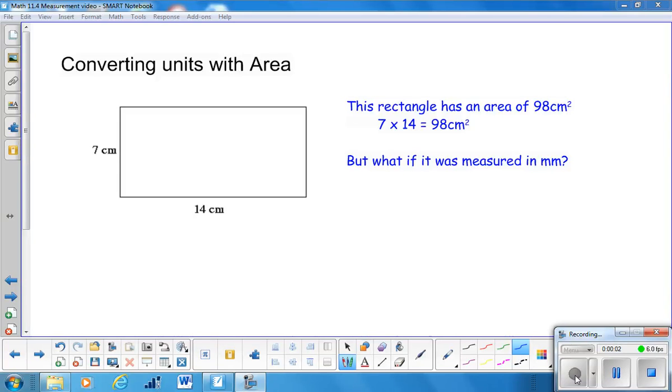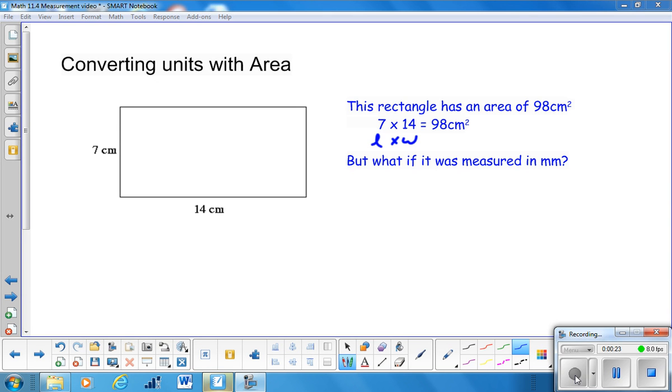Outcome 11.4, Lesson 7, Converting Units with Area. This rectangle has an area of 98 centimeters squared. We can find that by multiplying the length times the width. So 7 times 14 is 98 centimeters squared.